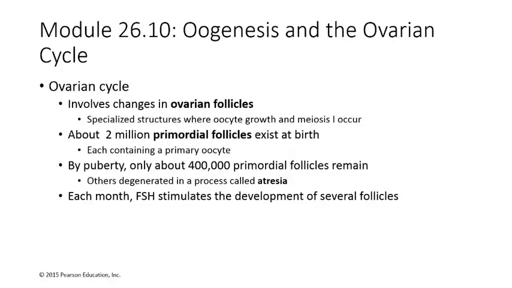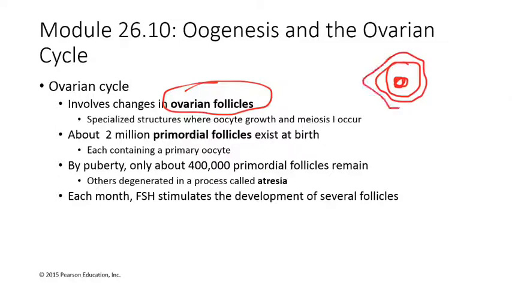Now, this formation of these oocytes is going to be part of the ovarian cycle, and this is going to involve some rather significant changes in the ovarian follicles. The follicles are basically the egg surrounded by some cells. So I'm just going to show some layers of cells around that, and that's called a follicle. So it's like bubble wrap around this very delicate egg.